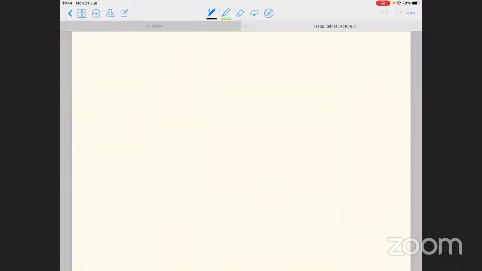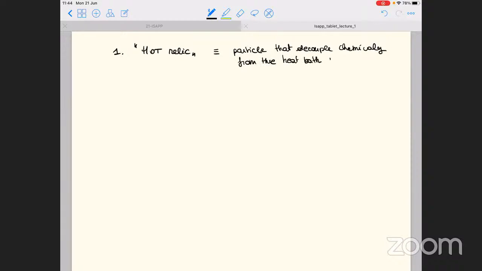So let me go to the first situation where I will have, let's say, a hot relic. By hot relic, I just mean a particle that decouples chemically from the heat bath when it is relativistic.